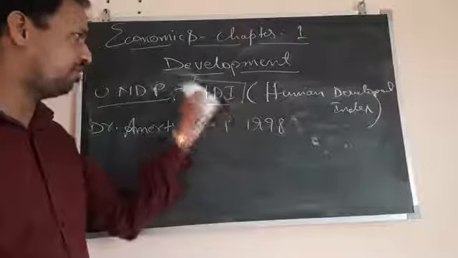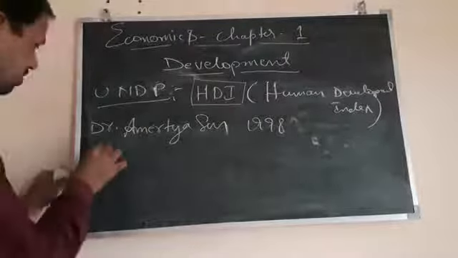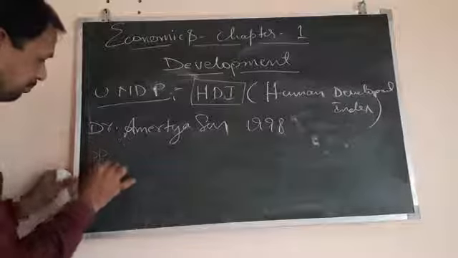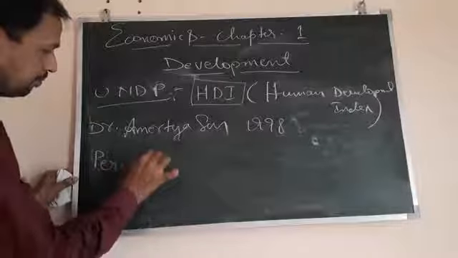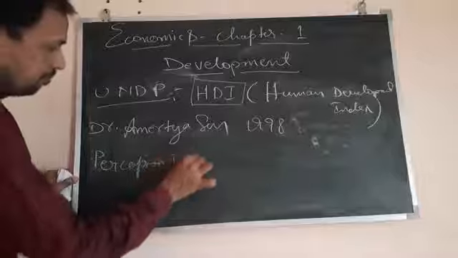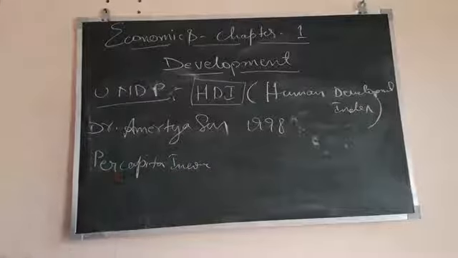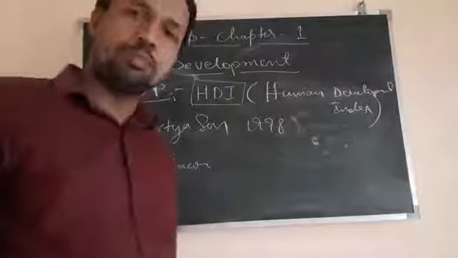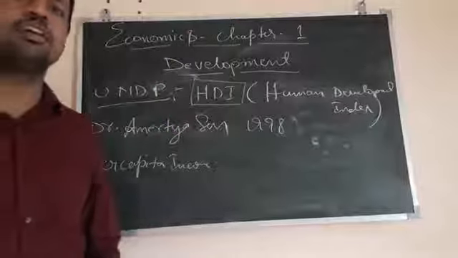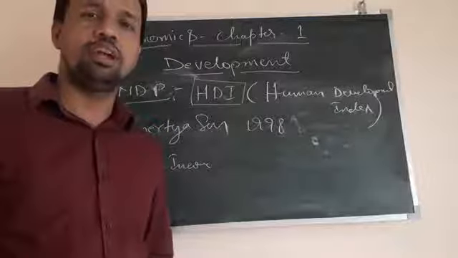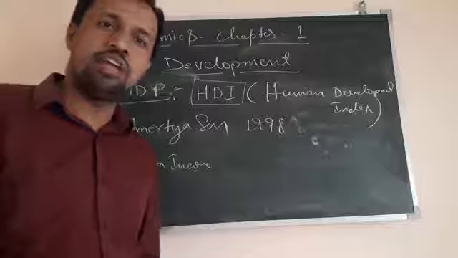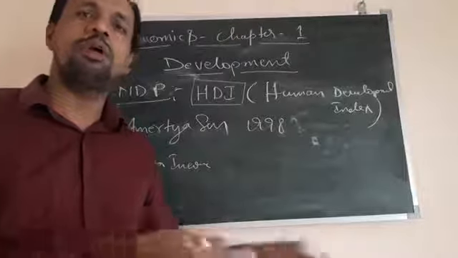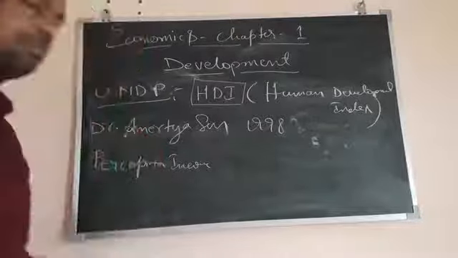Now what are the factors which are there in HDI? One is per capita income. You know very well, just now I have discussed what per capita income is. Per capita income is also average income. We say national income is the total income of the nation divided by the total population in the particular year, and we get the per capita income.